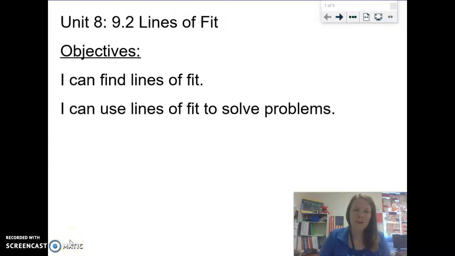Hello, 8th graders, and welcome to lesson 9.2. This is the final lesson for this unit. Again, I told you it is very short. You only have 9.1 and 9.2.